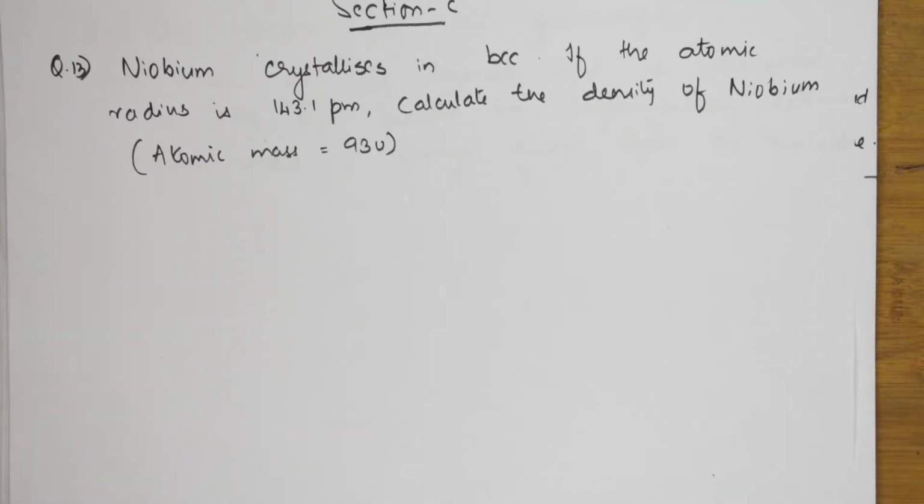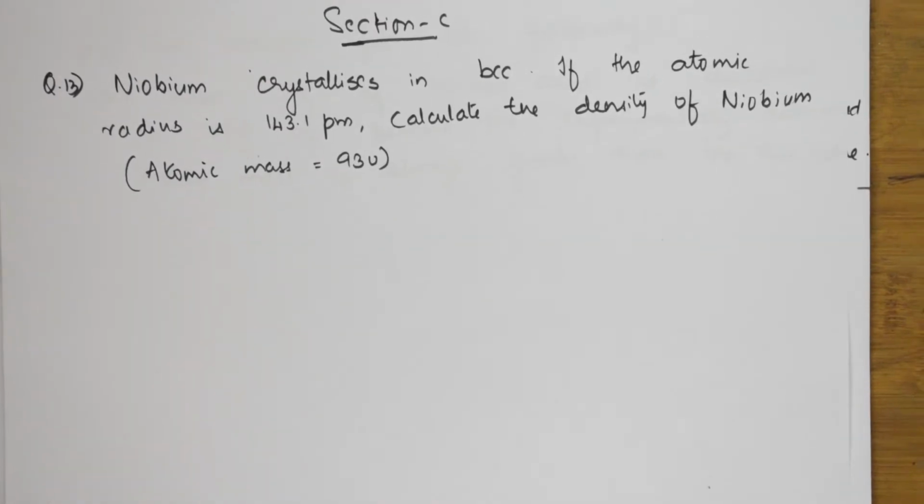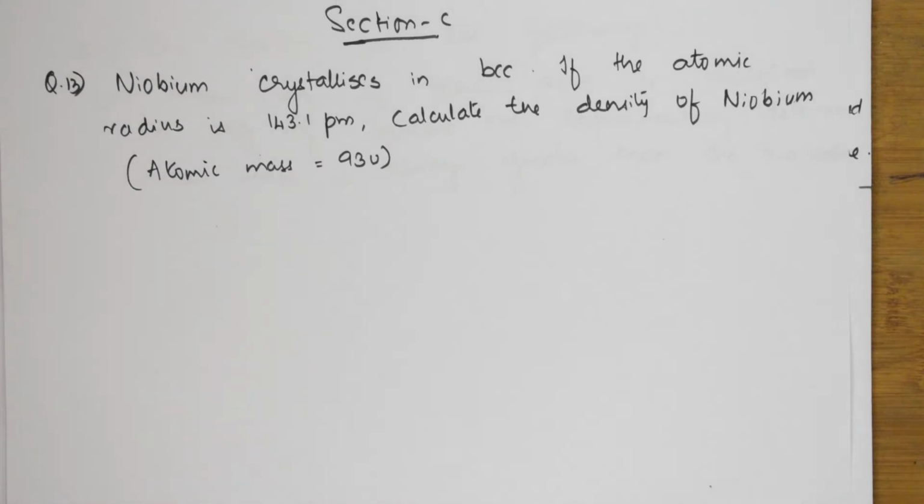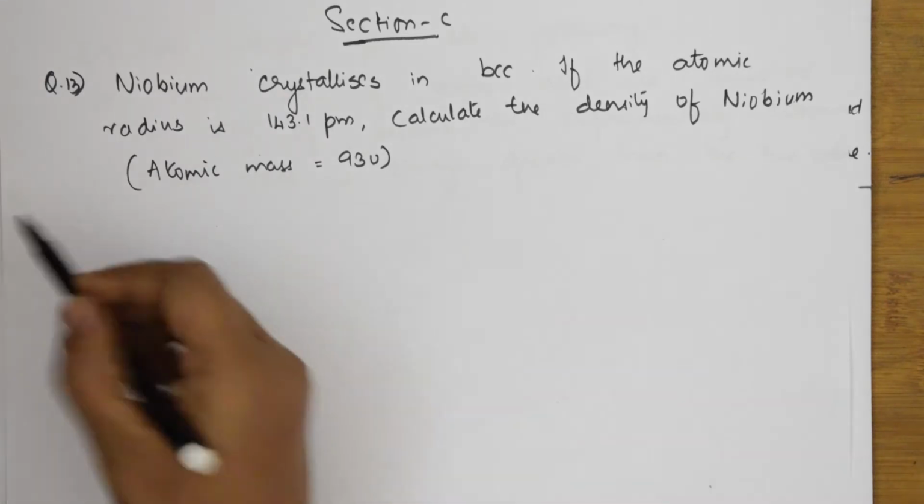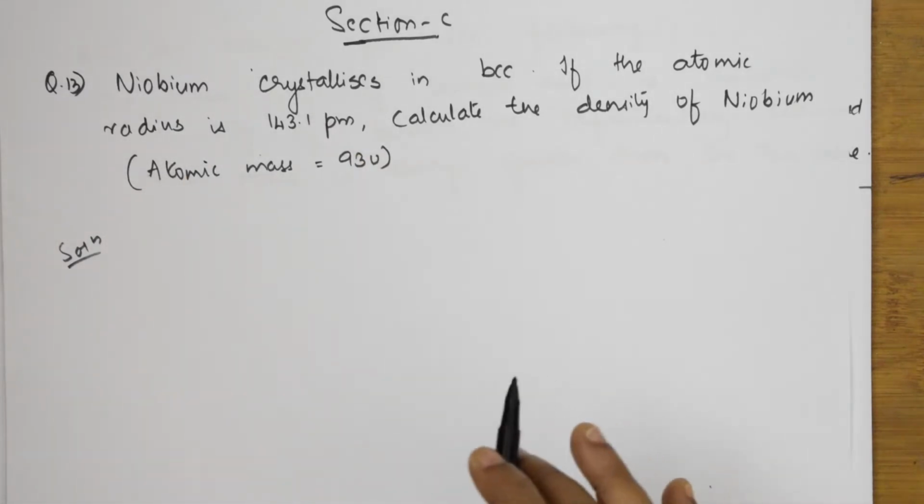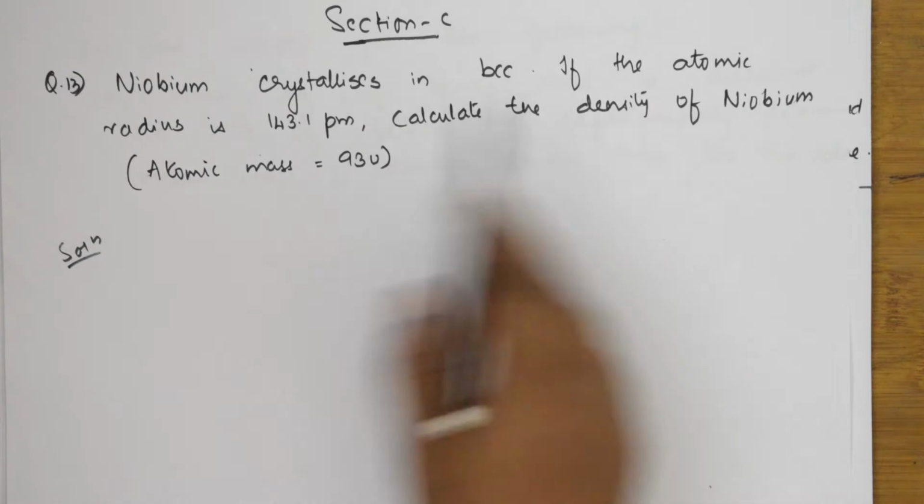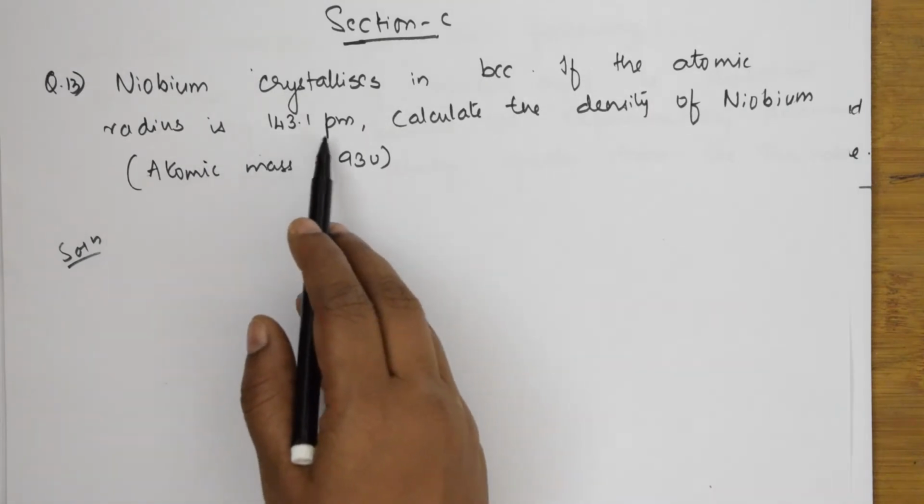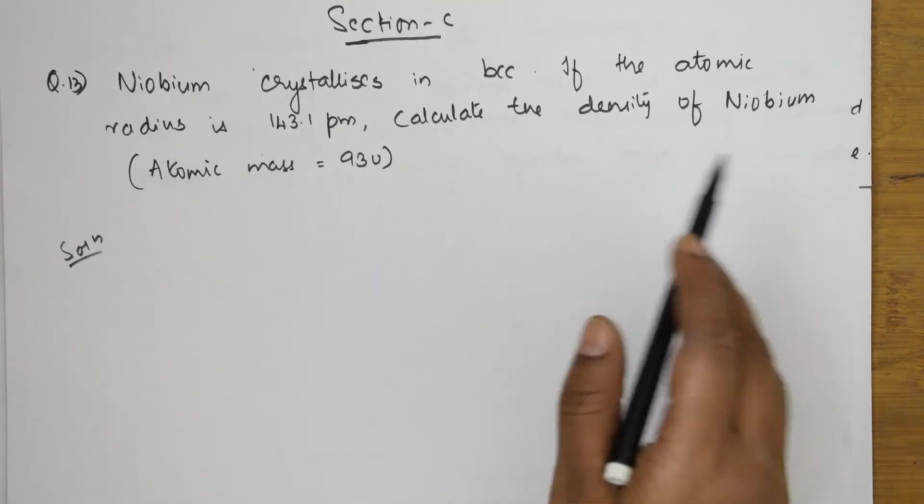Let's come back and do the next question, that is the section C question. Right, now let's do section C, that is the 13th question. From section C, you very well know each question carries 3 marks. You have to be very careful for getting that half mark. Whenever a numerical is given to you, first let us read the numerical. Niobium crystallizes in BCC, a body centered cubic lattice. If the atomic radius is 143.1 picometer, calculate the density of niobium.